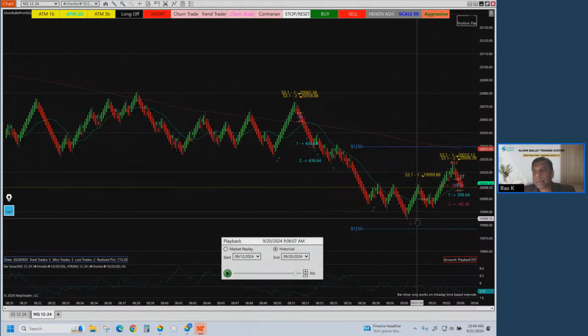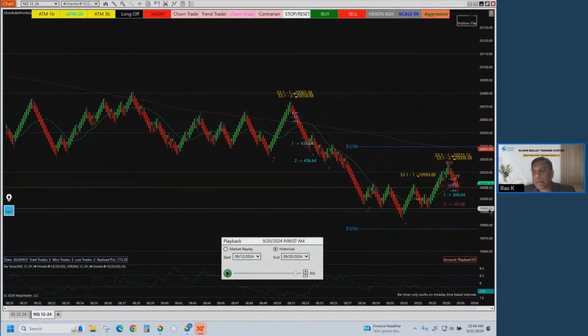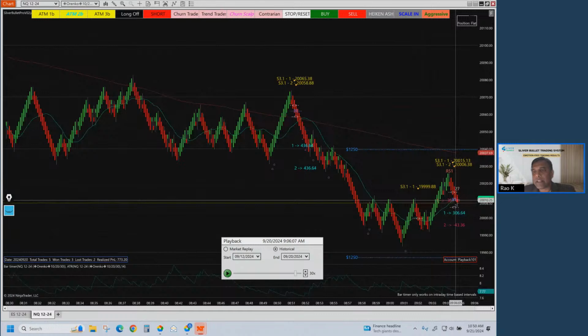So here it got stopped. It made a loss of $363, but it scaled in and made a profit of $300. But the second one made a loss of $43. So net we made a loss of $100 here. So that's why profit went down from 800 to about 700. So let's continue.